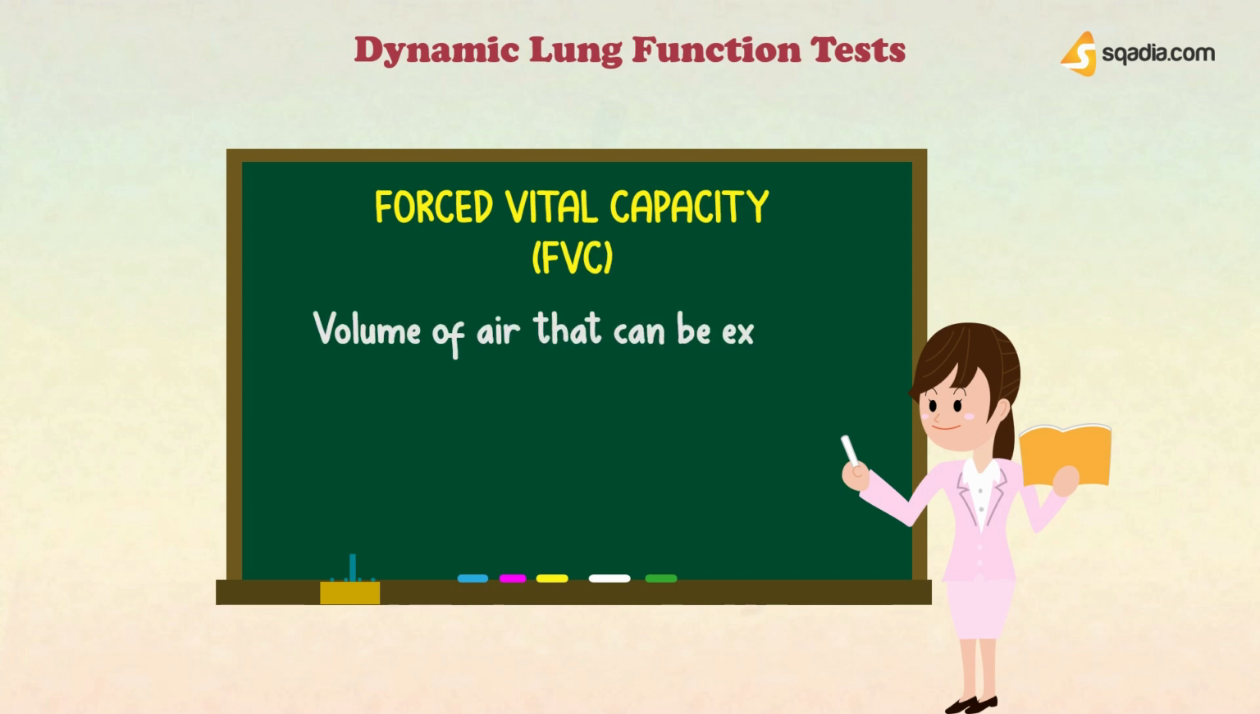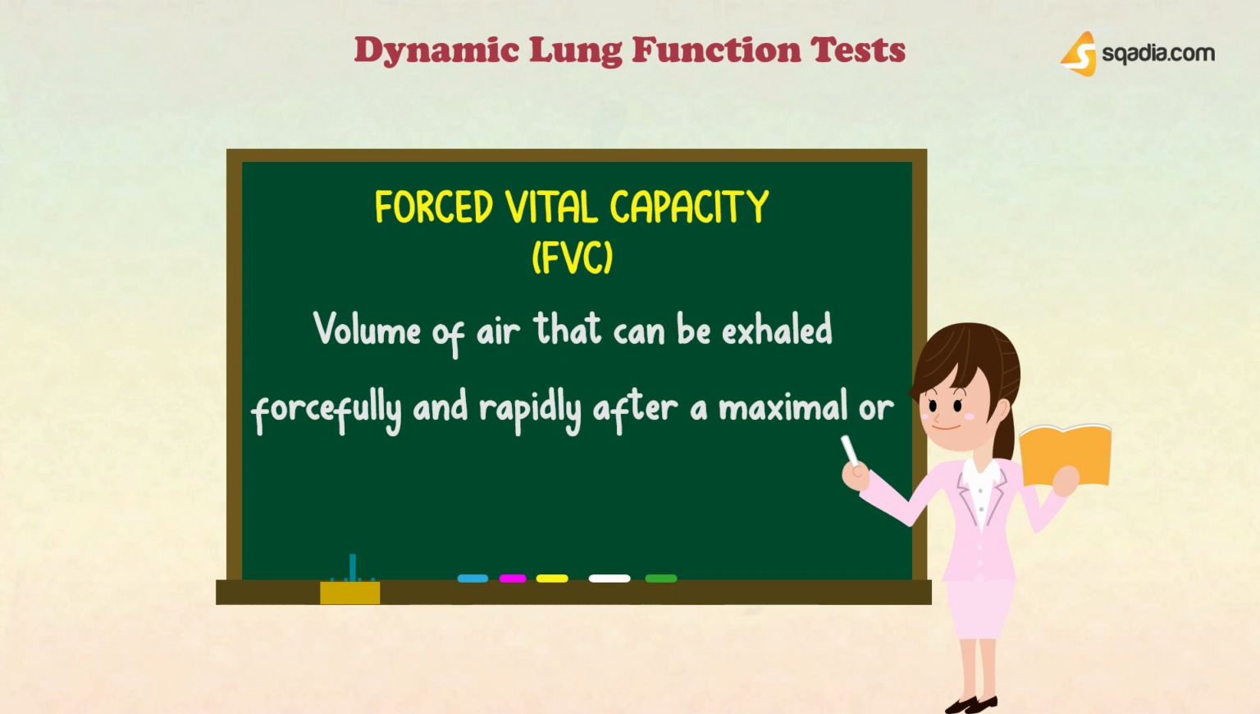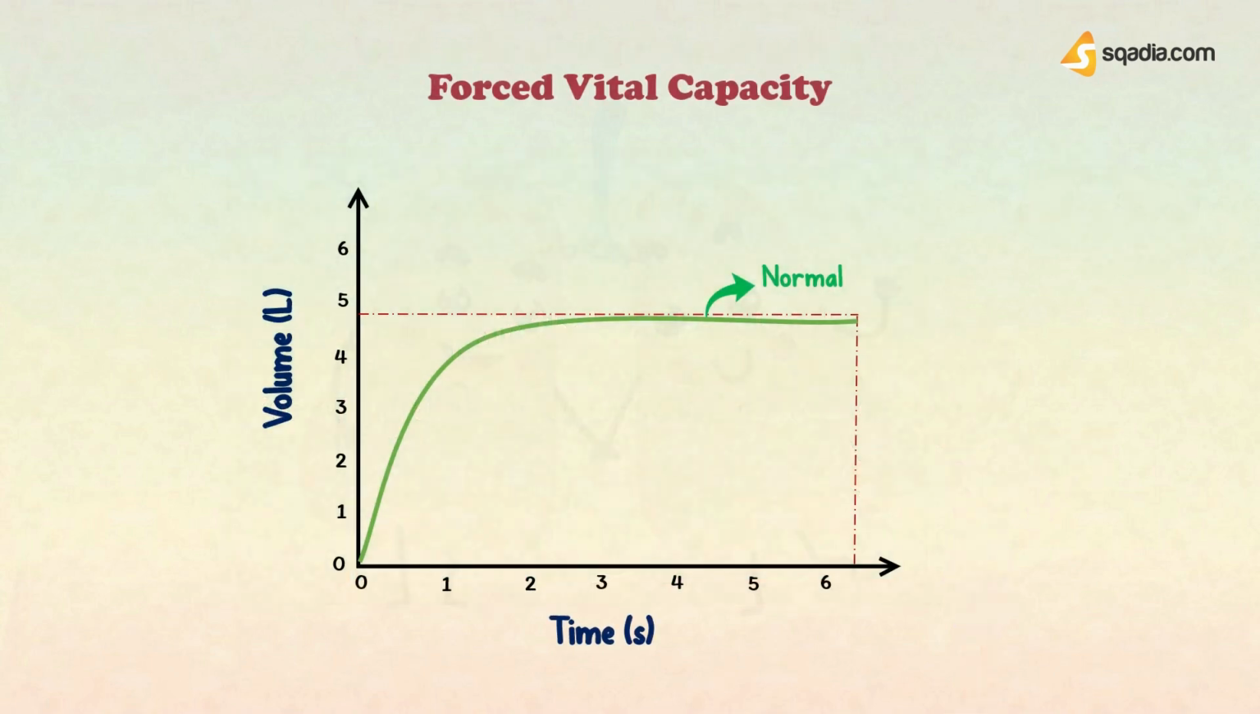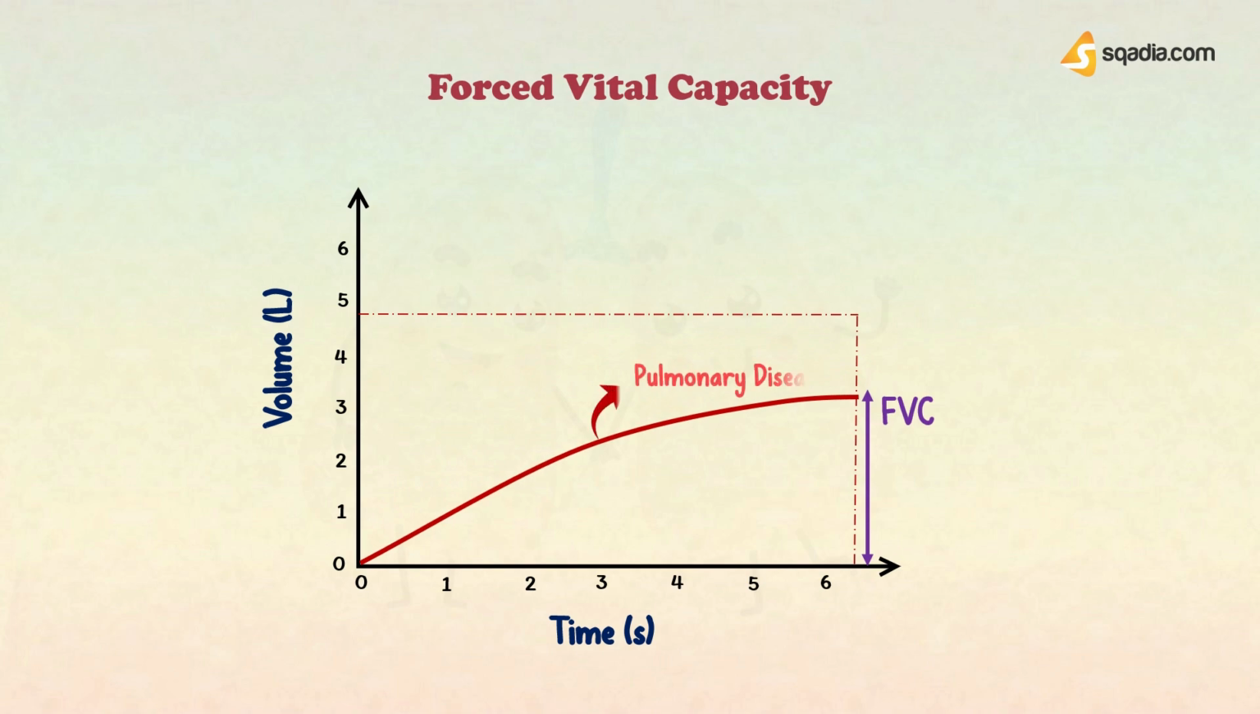Forced vital capacity, or FVC, is the volume of air that can be exhaled forcefully and rapidly after a maximal or deep inspiration. It is a dynamic lung capacity. Normally, forced vital capacity is equal to the vital capacity. You can see here the FVC in a healthy adult on this graph. However, in some pulmonary diseases, FVC is decreased.